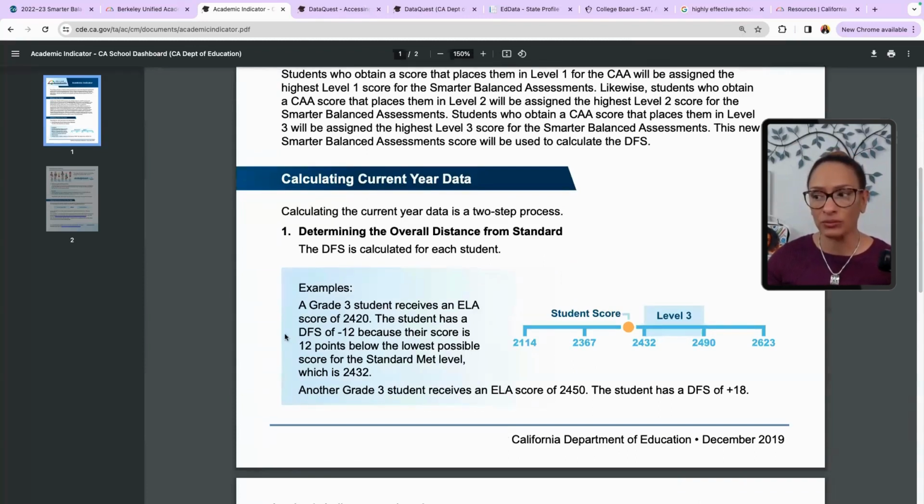A grade 3 student receives an ELA score of 2420. The student has a difference, DFS, or distance from standards, of -12, because their score is 12 points below the lowest possible score for the standard met level. So the idea was to get them here. And you take this number minus this number. So what they do is then this is what happens.